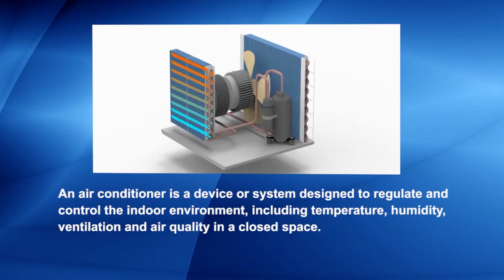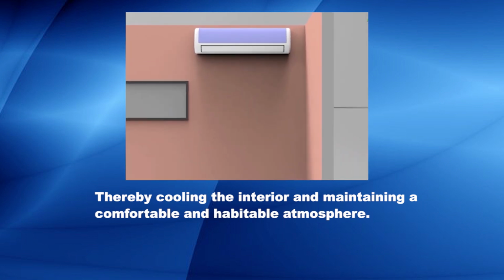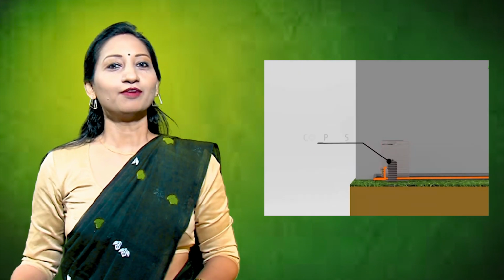An air conditioner is a device or system designed to regulate and control the indoor environment, including temperature, humidity, ventilation, and air quality in a closed space. It achieves this by removing heat from the indoor air and dispersing it outside, thereby cooling the interior and maintaining a comfortable and habitable atmosphere.